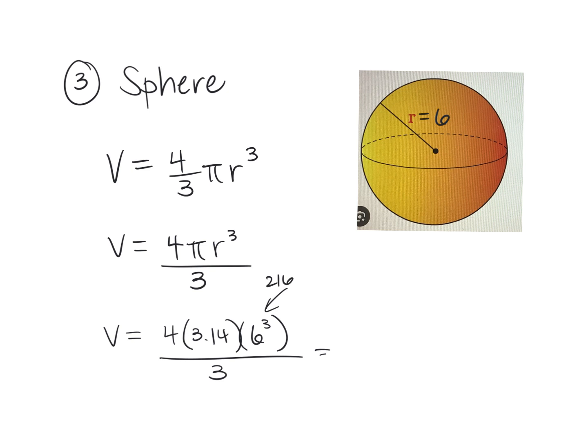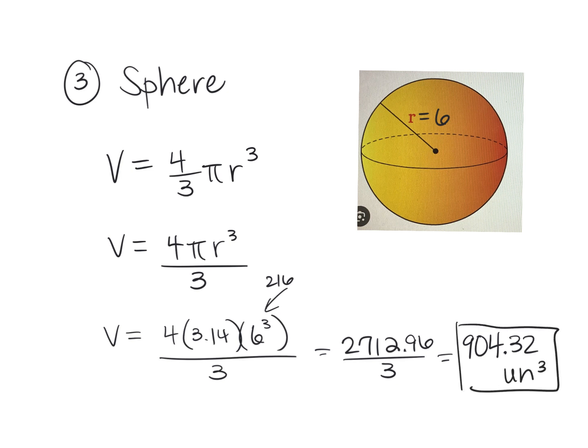And on the top, I get 2,712.96, and then I'll divide that by 3. And my volume of that sphere is 904.32. I didn't give you a label, so I'll just say units cubed. So we just found the volume of a sphere.